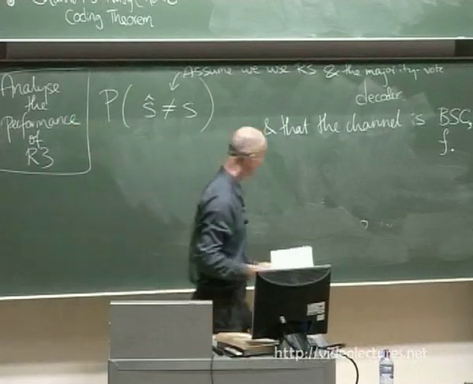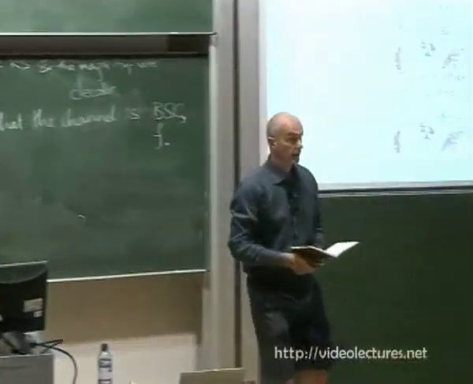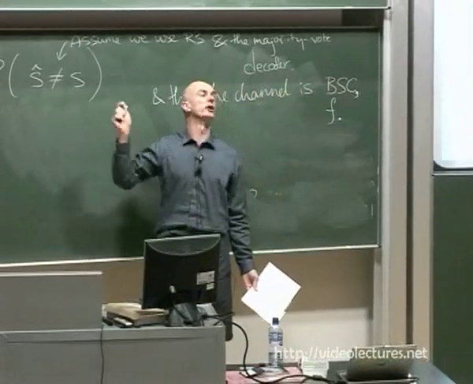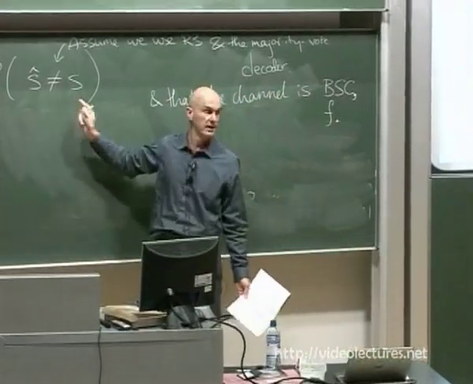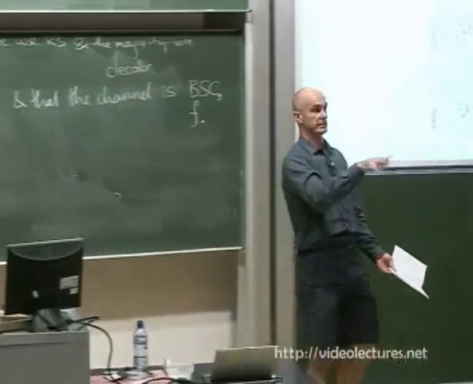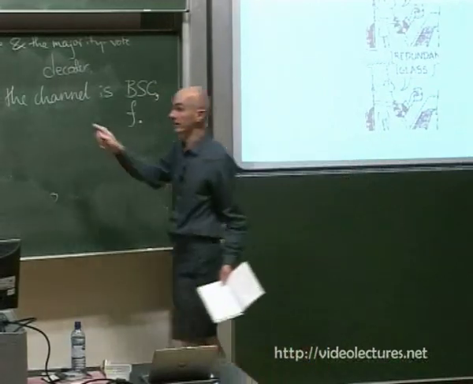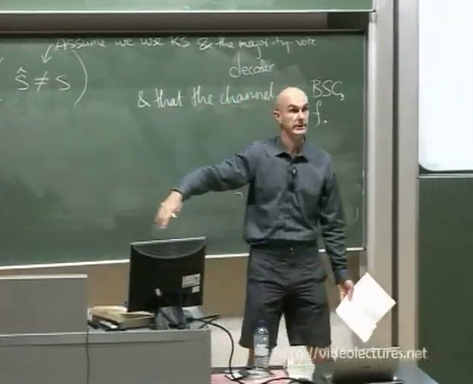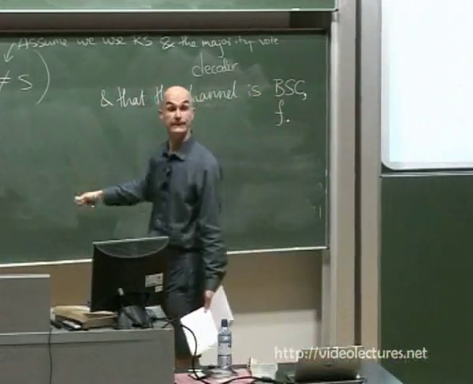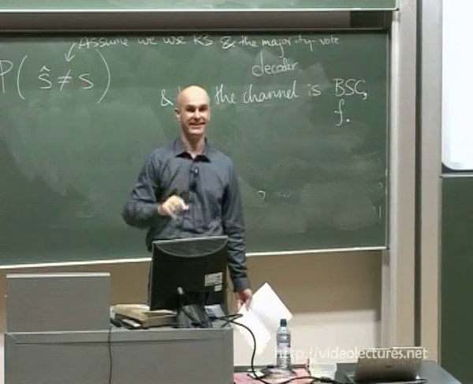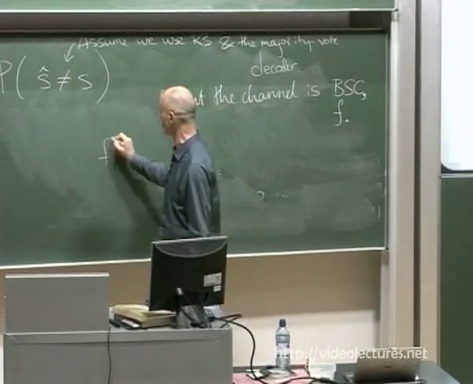Okay, so the question is, we send one bit over the channel, S, and it gets encoded into three, received, decoded by the majority vote decoder, and we get a single bit out. What's the probability that that bit isn't the same as that bit? Any answers? Someone else. F cubed.